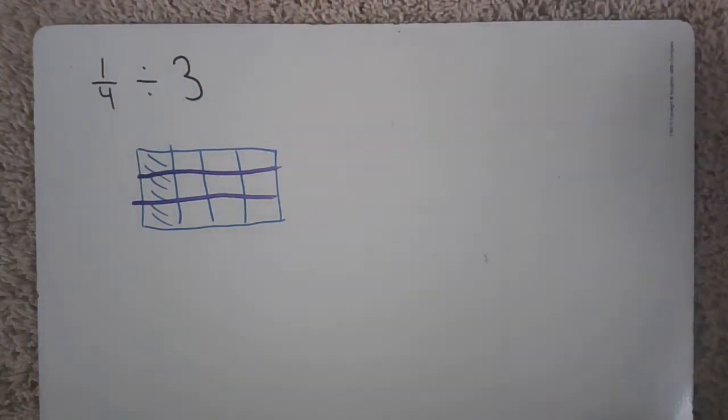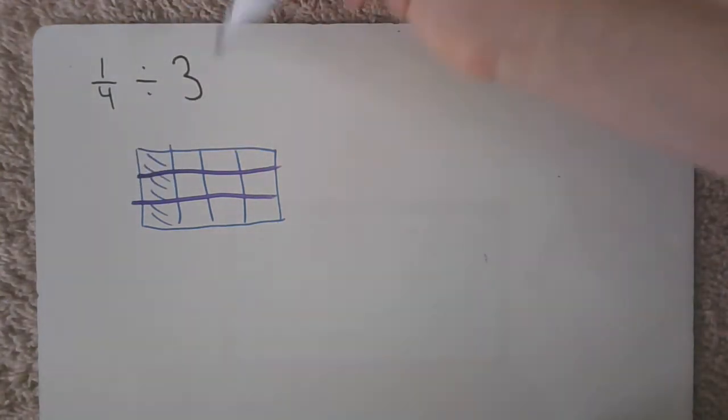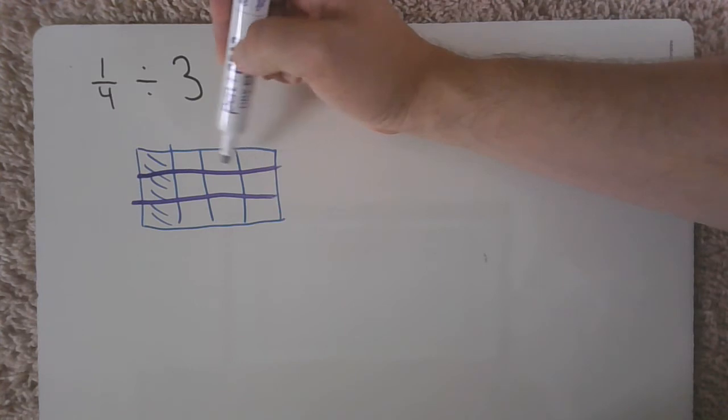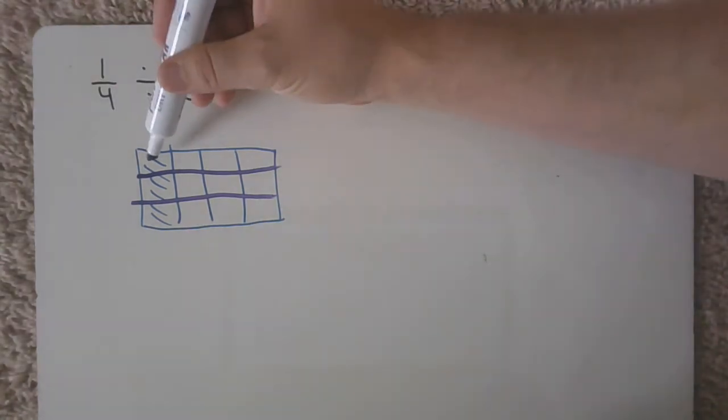Now, the biggest mistake people make at this point is they look at it and they go, all right, I see 3 pieces shaded, and there's 1, 2, 3, 4, 12 pieces altogether. So 3/12 is the answer. 3/12 is the same thing as 1/4. Remember, we're dividing it in 3, so you're only getting 1 out of these 3 pieces.